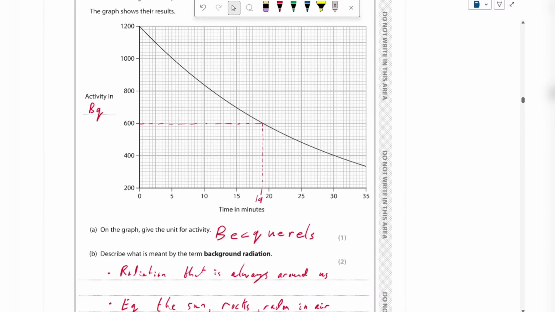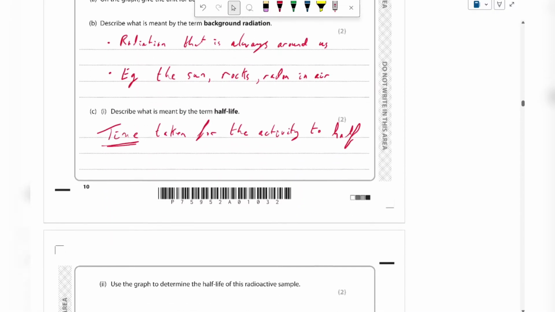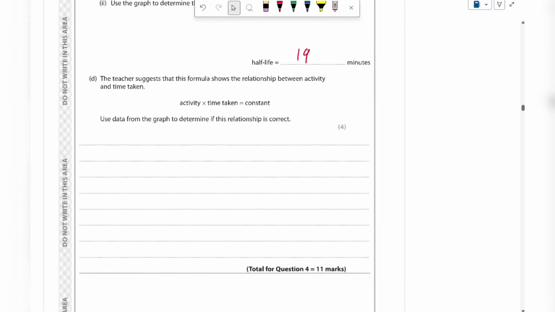If you wanted to double check that, you could go from 800 down to 400 or something like that, and you'd see that you'd get the same answer. I'm not going to do that today, but if you were sat in an exam and you really wanted to check something, you could.